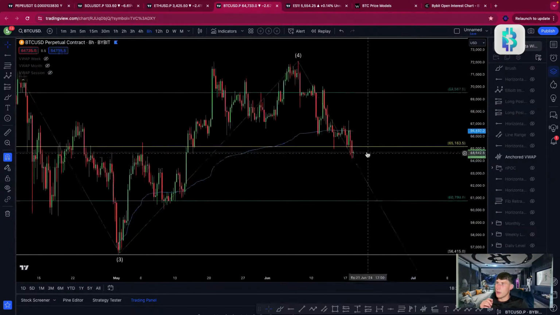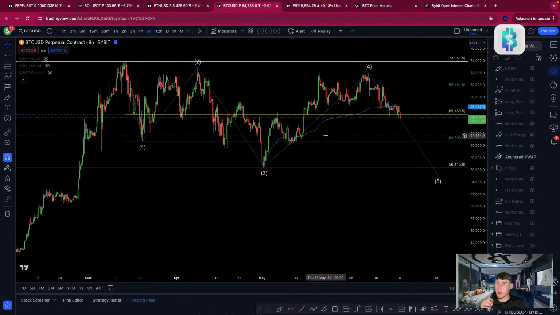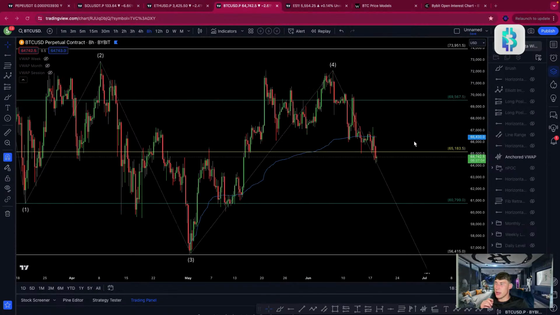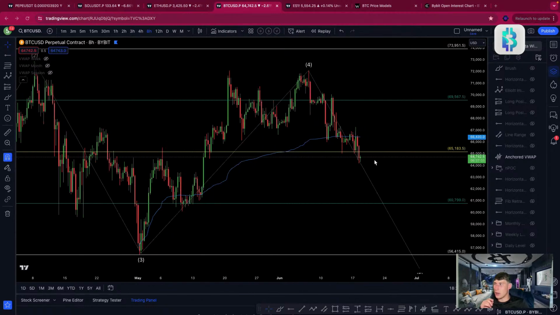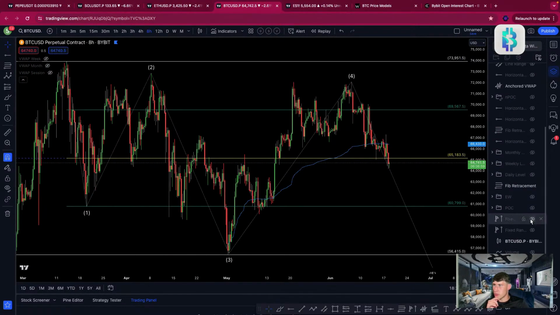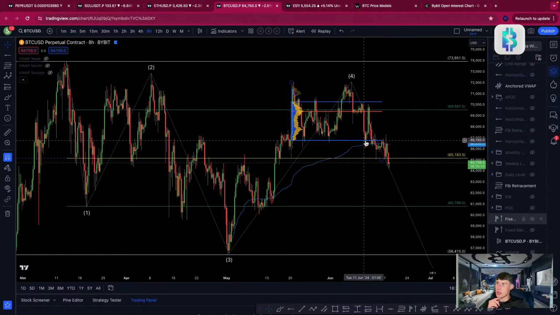Of course, that's just the mid-range, right? But we're also losing the 50% of the fib range. So we're looking at a fib range here, and yeah, we have lost that now as well. So let's bring up the fixed ranges. Of course, we can see this range has been lost, right?